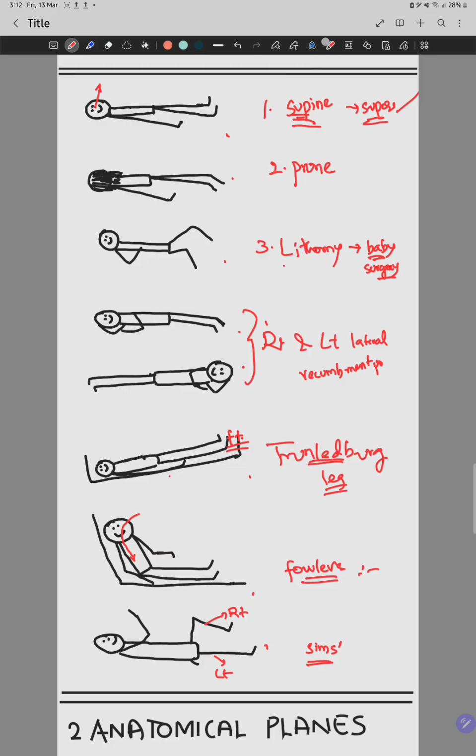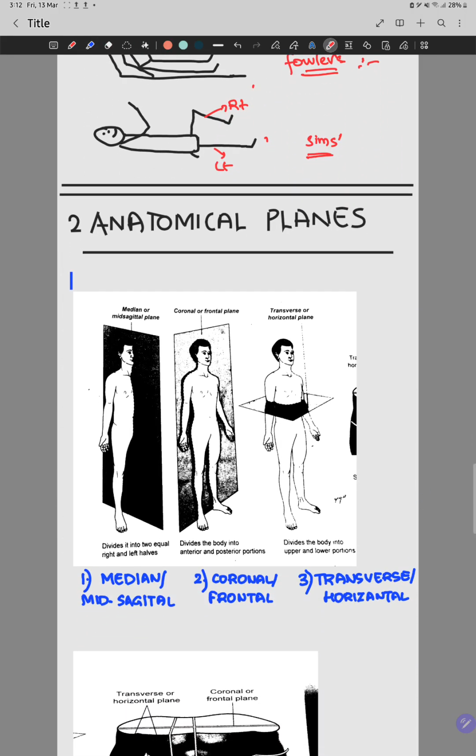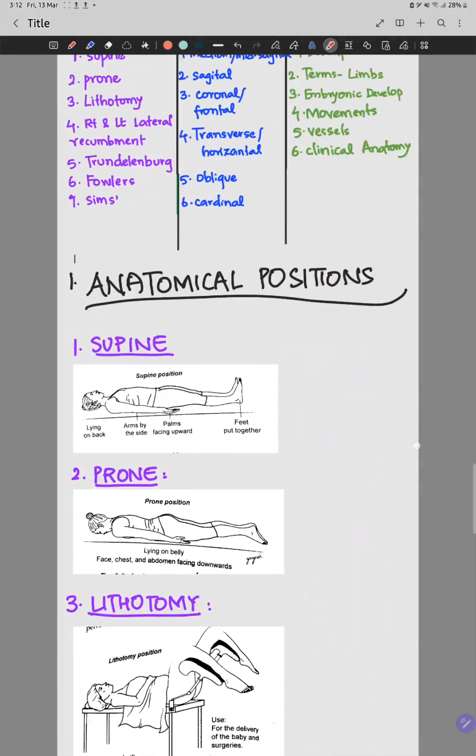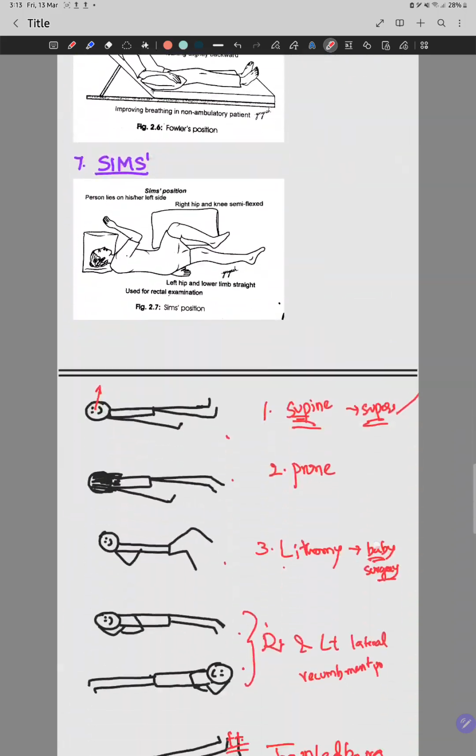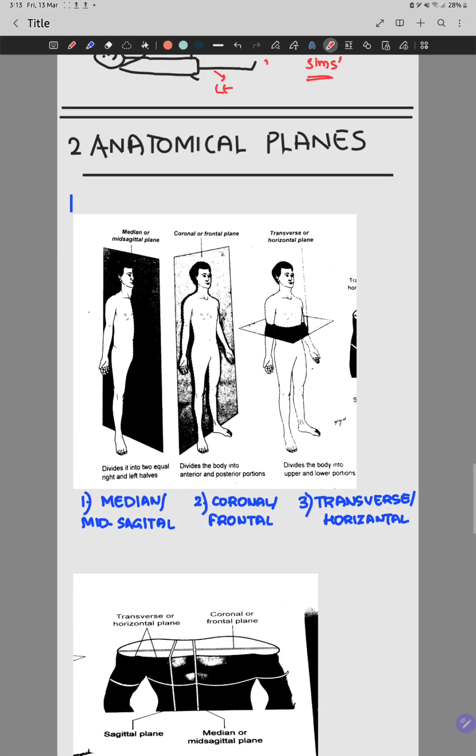Okay. Next, coming on to the anatomical planes. Till now, what I have discussed are anatomical positions. The first orientation of the first topic is completed. That is supine position, prone, lithotomy, left and right lateral recumbent, and Trendelenburg, Fowler's, and Sims position are completed. Now, next we are going to enter into the anatomical planes. These are very, very important. When you do the dissection in the dissection hall, these terms play a crucial role there.